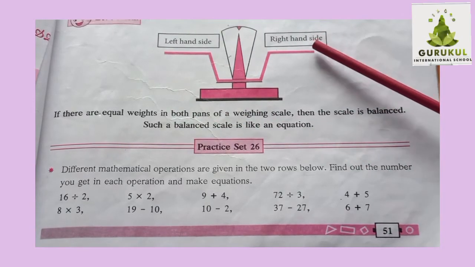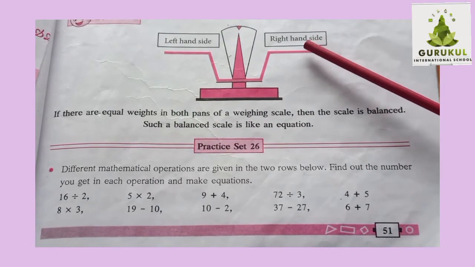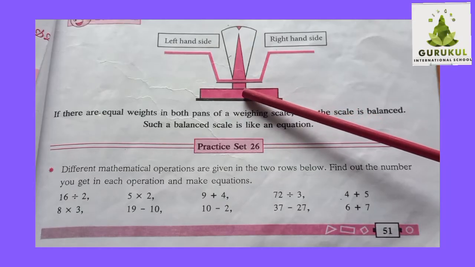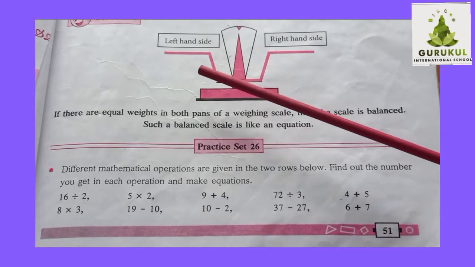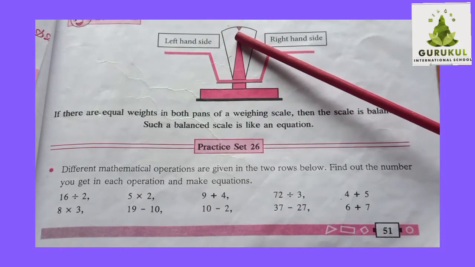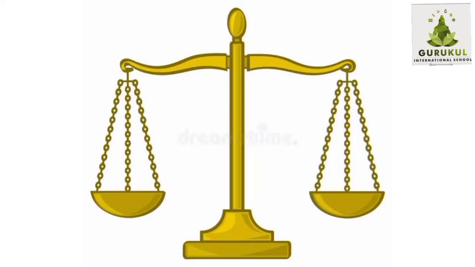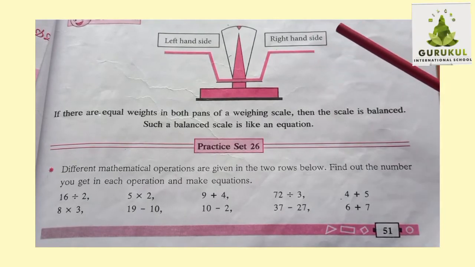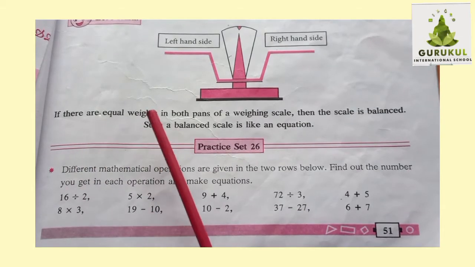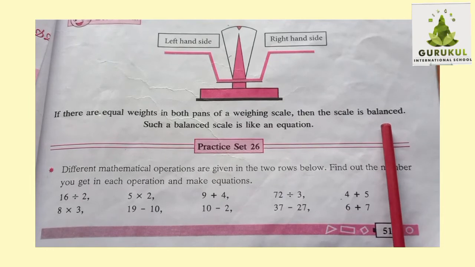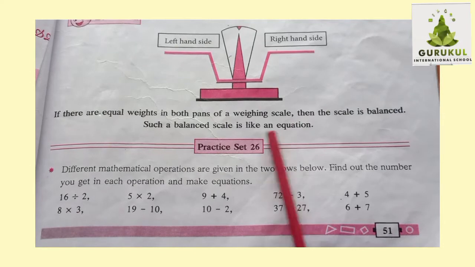And if the right hand side is heavier, what will happen? This side will come down. If it is balanced, balance means left hand side has the same weight as right hand side, it will be balanced this way. You might have gone to a vegetable or grocery shop and seen this weighing machine. Now if there are equal weights in both pans of a weighing machine, then the scale is balanced. Such a balanced scale is like an equation.